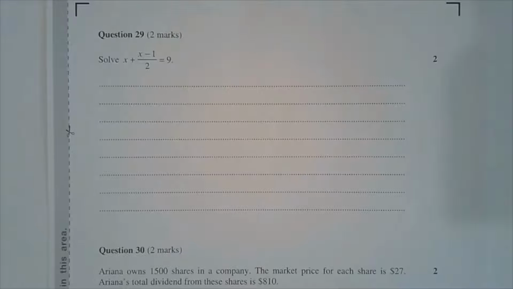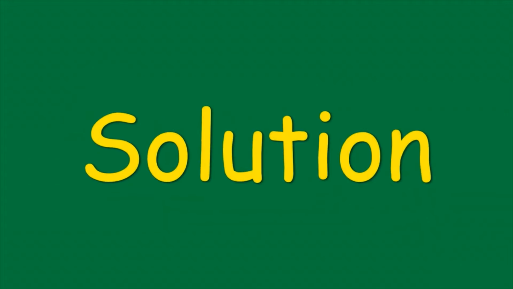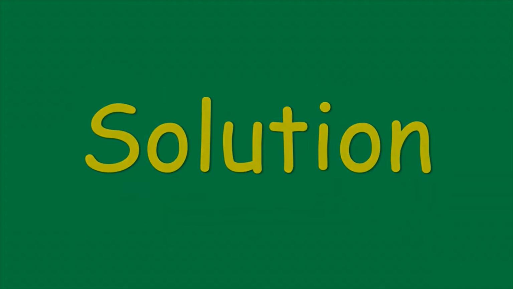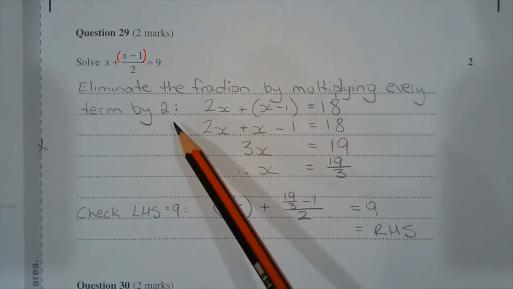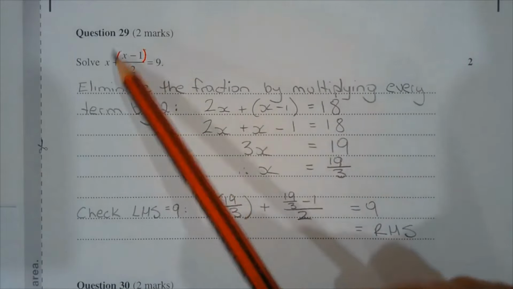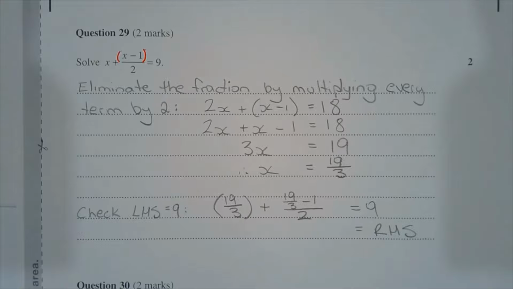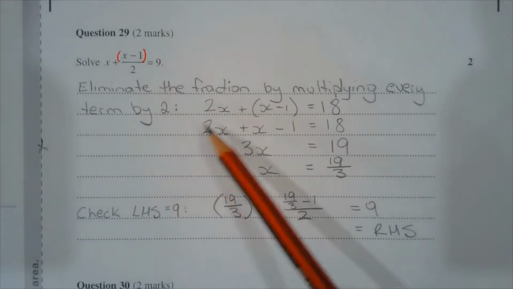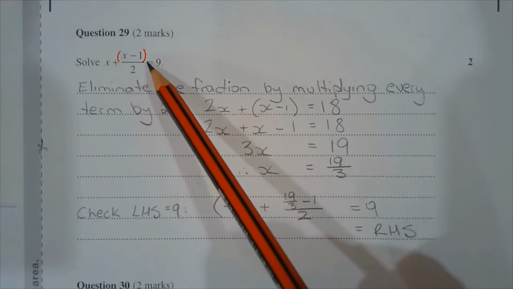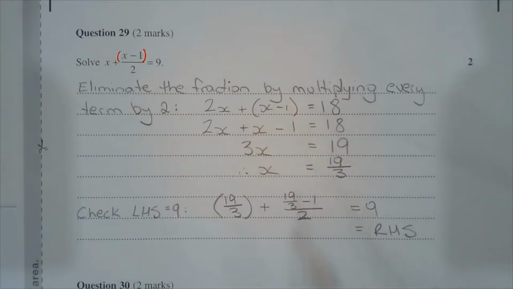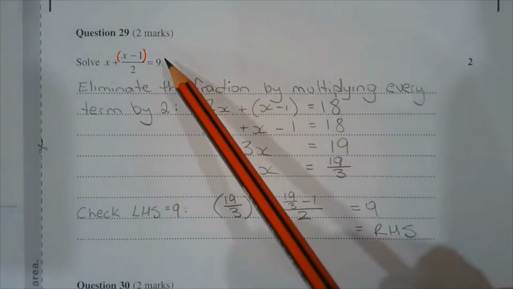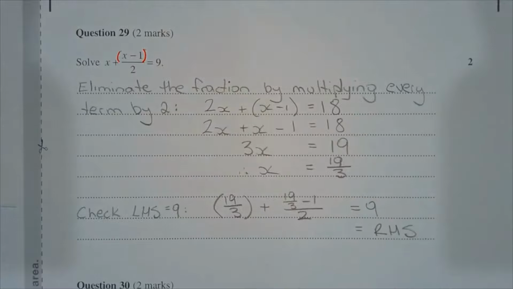Question 29. Solve x plus (x minus 1) over 2 equals 9. The first step is to eliminate the fraction by multiplying every term by 2. It helps to enclose the numerator in its own set of brackets. Now x multiplied by 2 is 2x. (x minus 1) all over 2 multiplied by 2 is x minus 1, and they're enclosed in brackets. 9 multiplied by 2 is 18.